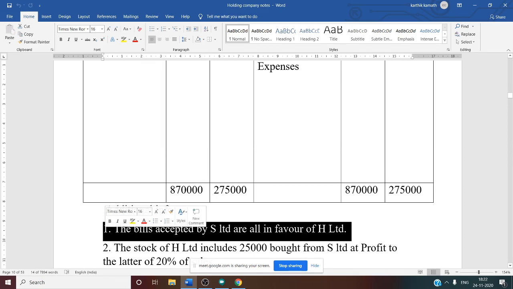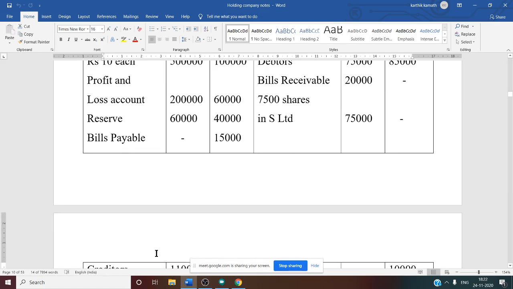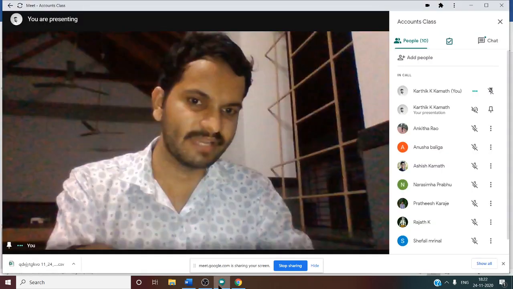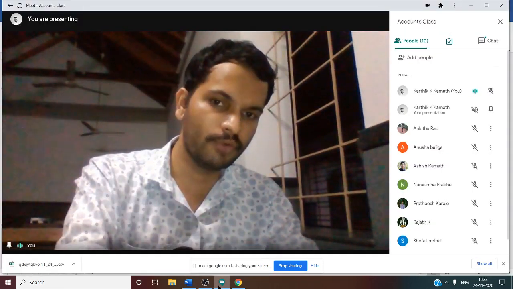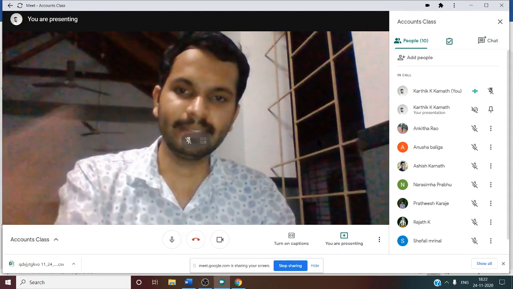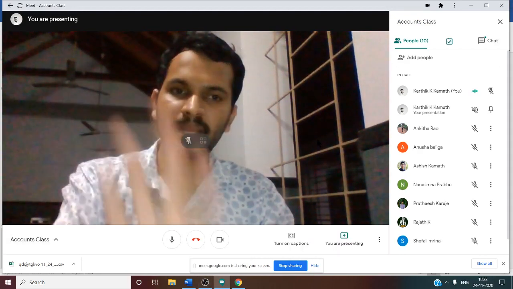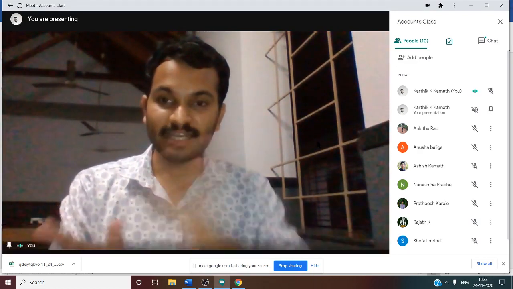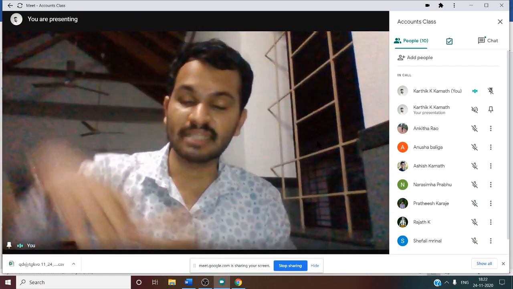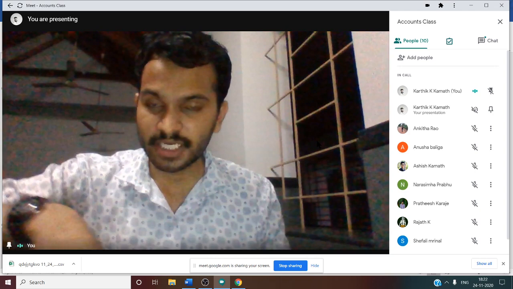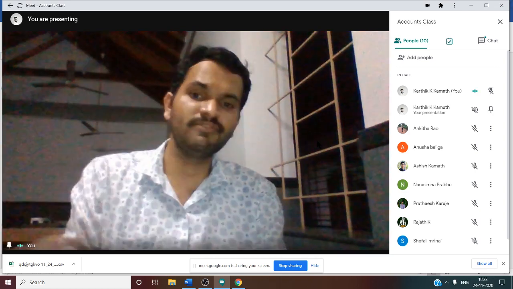In that case, this 15,000 bills payable you have to deduct from both sides: from bills payable you deduct 15,000, and from bills receivable you also deduct 15,000. That is why it becomes an intercompany transaction. Whenever there is an intercompany transaction, you have to cancel. So when you cancel 15,000, on one side the entire bills payable amount goes, and in the balance sheet you show it as nil because the 15,000 itself was the bills payable.